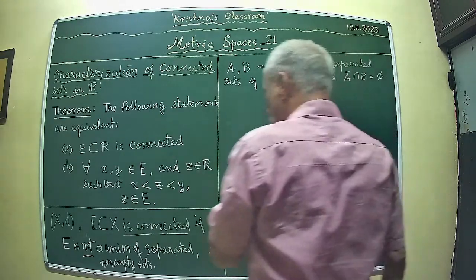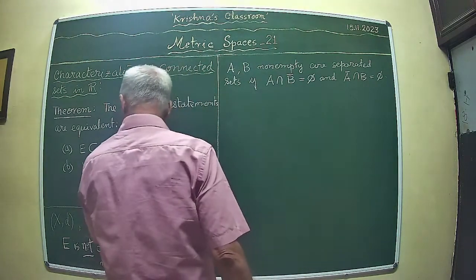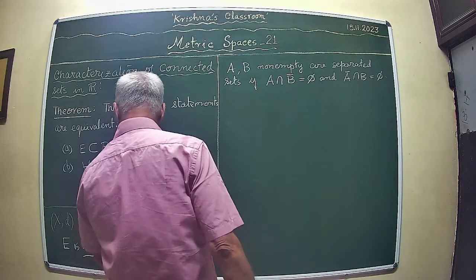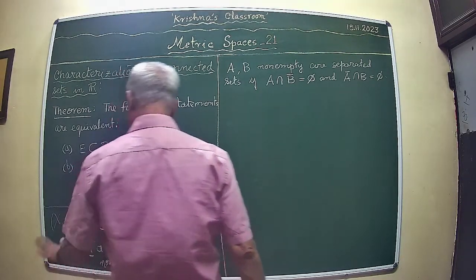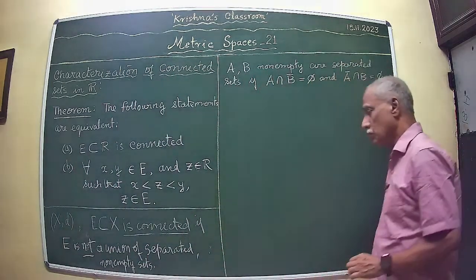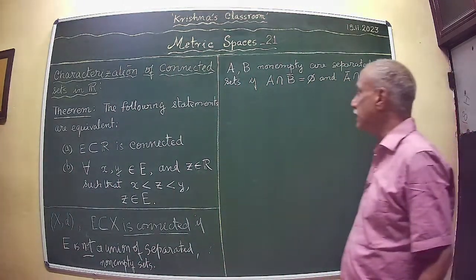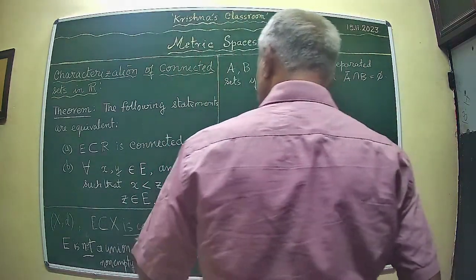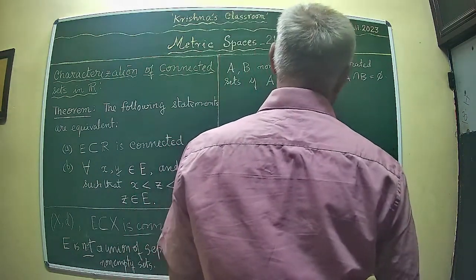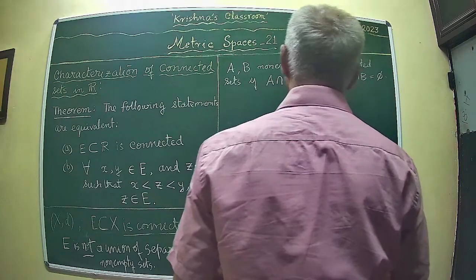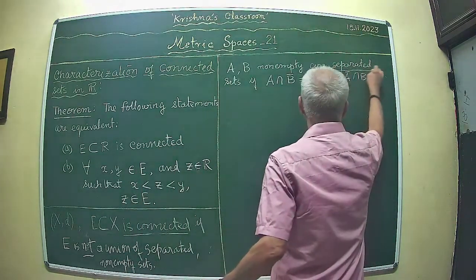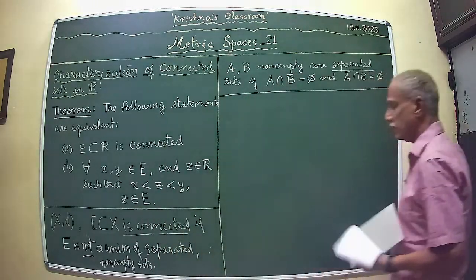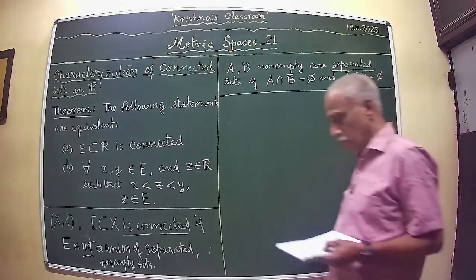Now, what this says is that E is connected if E is not a union of separated non-empty sets. That you cannot find two separated non-empty sets A and B such that E is the union of those non-empty sets. So that is the basic definition that we need to remember.